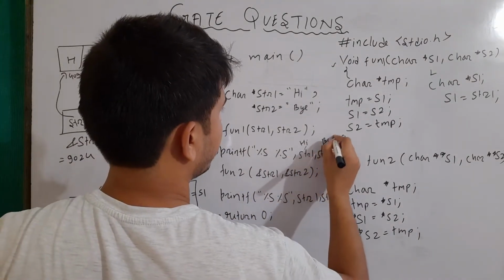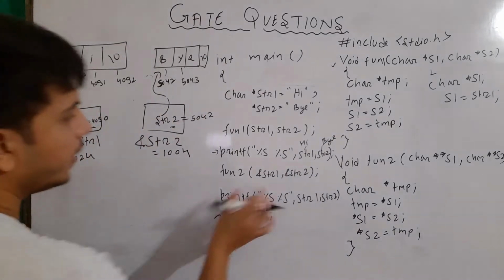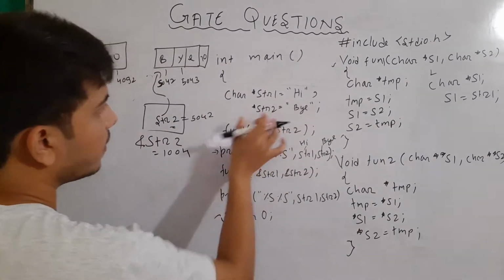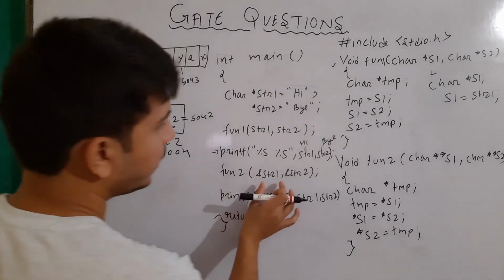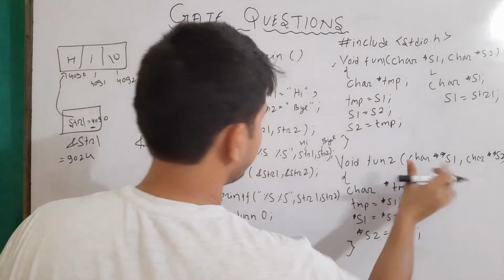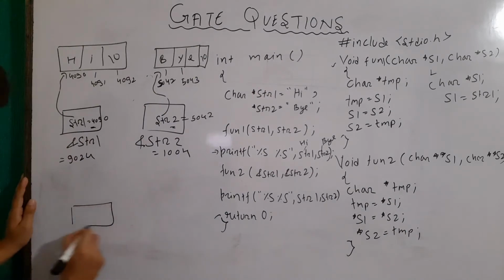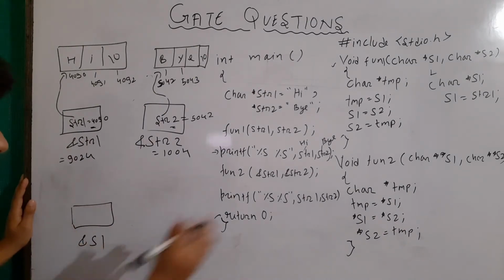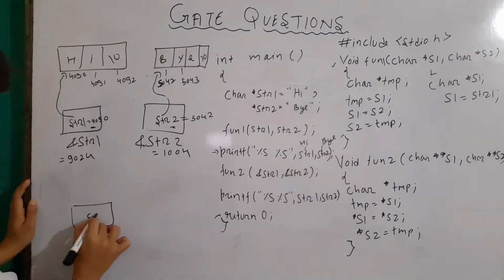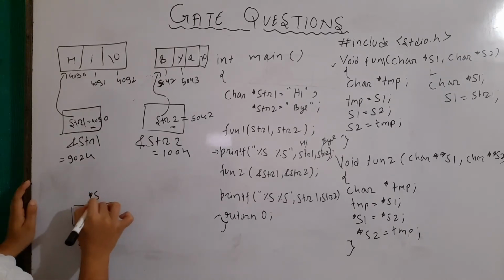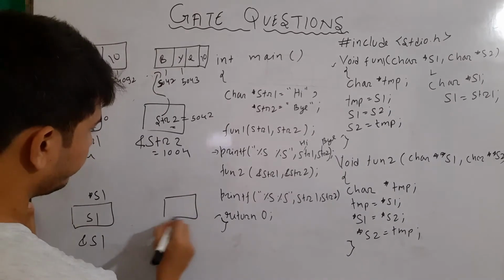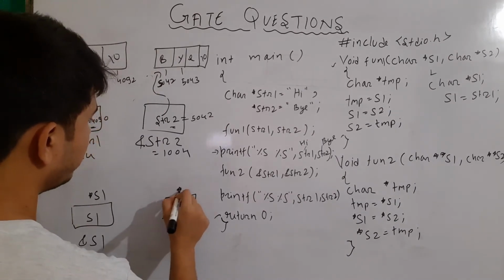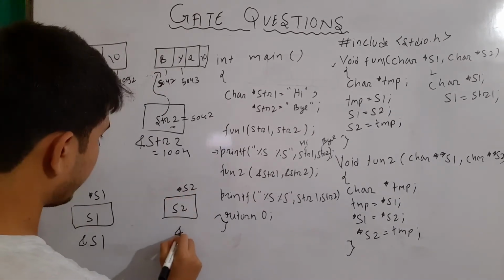Now here we are sending the reference of our pointer variables, basically the address of our pointer variables, right? So our function is fun2. There is s1 again. Since it is a double pointer, it will be holding something for s1, and then there will be something like asterisk of s1, and there is also s2. There will also be asterisk of s2, then address of s2.